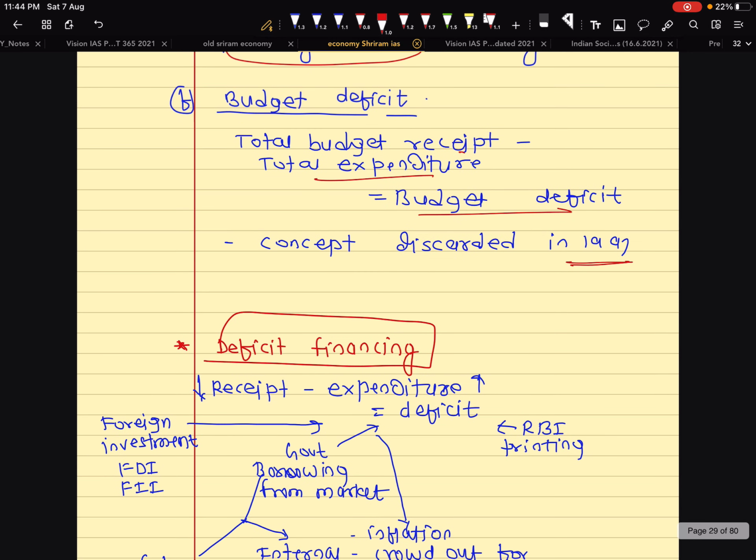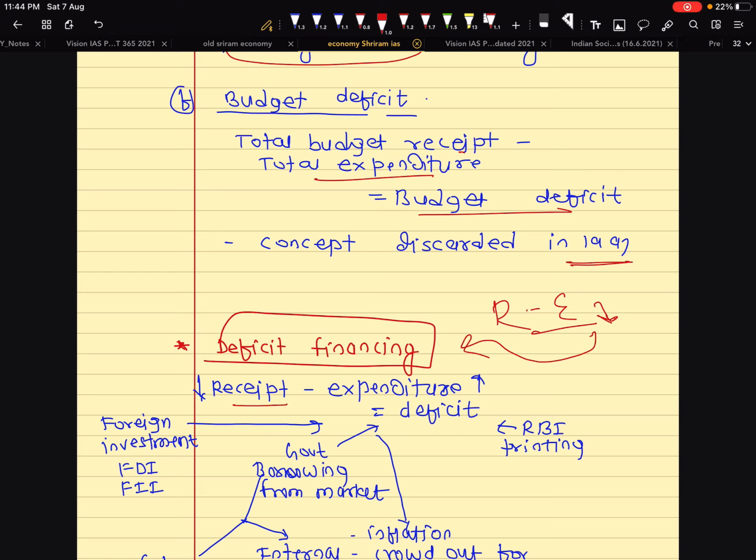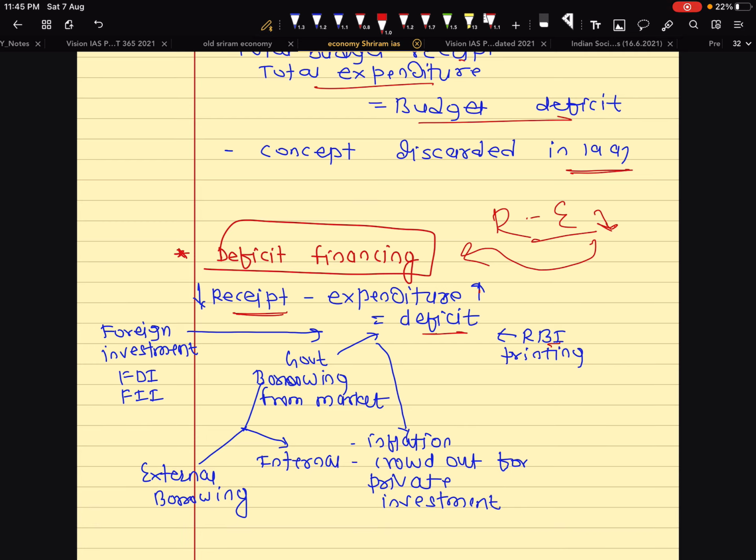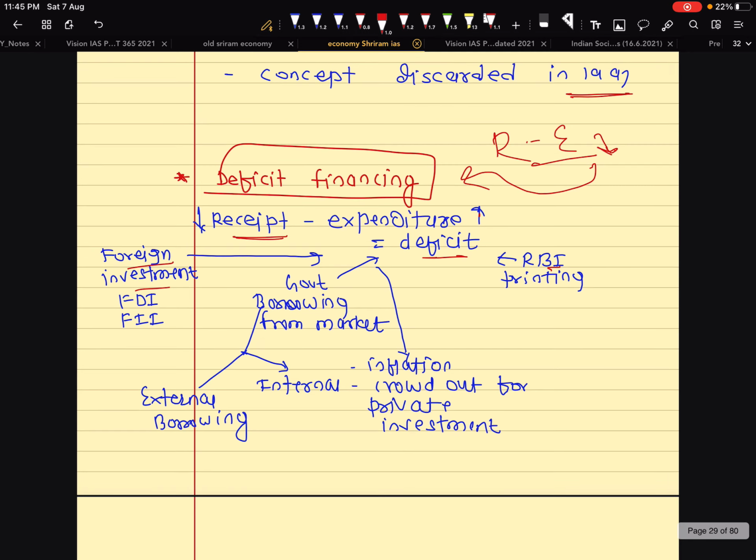Now we have covered all the deficits. Now let's understand what is meant by deficit financing. Deficit means our revenue is less than our expenditure. So whatever money we need, we have to finance through deficit financing. Receipts are less and expenditure is more, so the deficit is financed either by RBI, meaning printing money, or we can borrow from foreign investment like FDI, FII, or the government can borrow from the market, either internal or external.